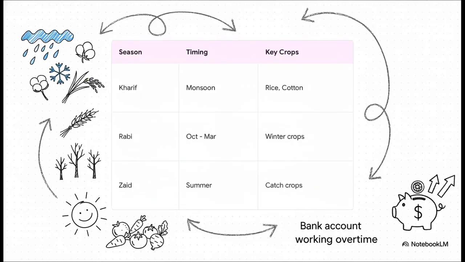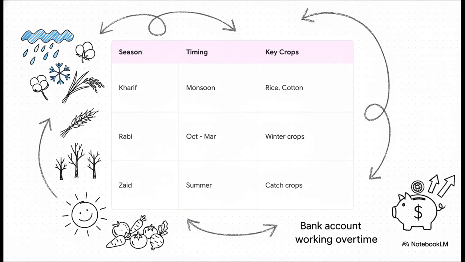So here's a major puzzle. If our land is fixed and non-agricultural uses are eating into our farming space, how on earth do we feed a growing economy? The answer is time. We have to masterfully maximize the yield of the land we do have. Indian farmers pull this off through 3 highly orchestrated cropping seasons.